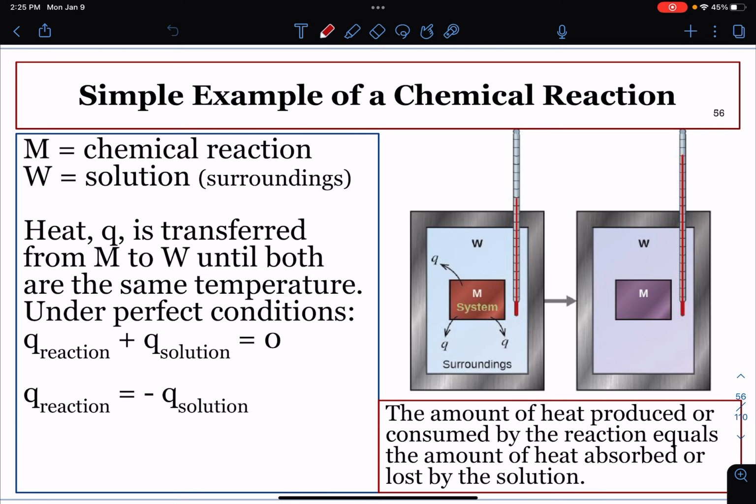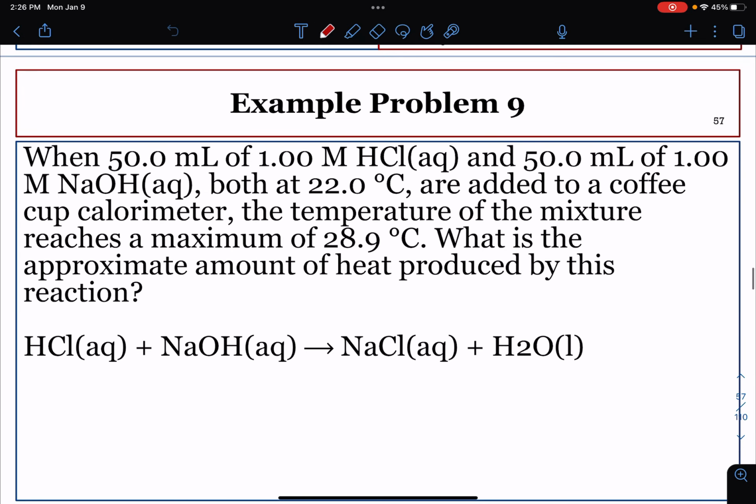In this lesson, we are going to learn about this concept from the system being a chemical reaction and the solution is the surroundings. These chemical reactions are in the aqueous form, which means dissolved in water. So the water that the chemicals are dissolved in is the solution or surroundings. So we have Q of reaction plus the Q of solution is equal to 0, or rearranged algebraically, Q of reaction is equal and opposite to Q of solution. This means that the amount of heat produced or consumed by the reaction equals the amount of heat absorbed or lost by the solution.